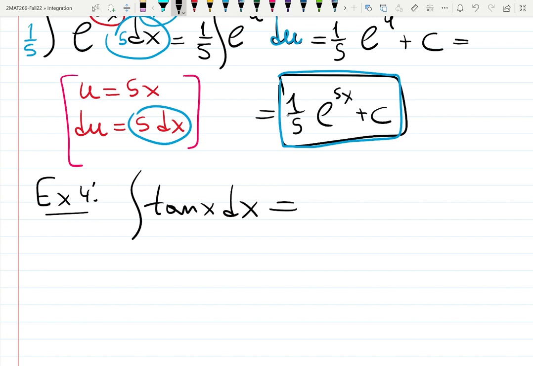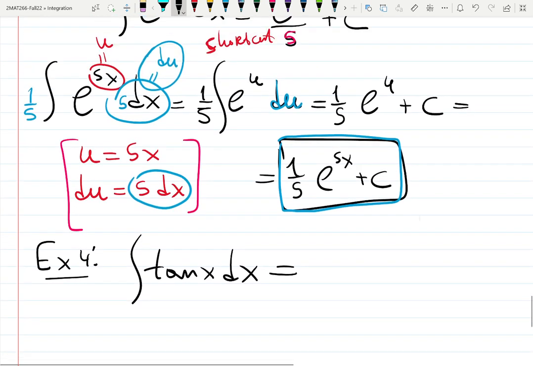My recommendation, if you don't know how to work with trigonometric functions, always write down a definition of it first. Maybe that will help. Tangent is what? Sine over cosine. So write this down first and then choose your u and proceed from there using examples before.